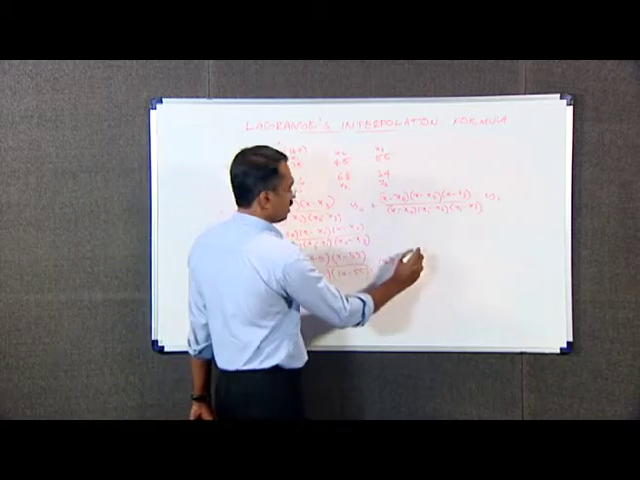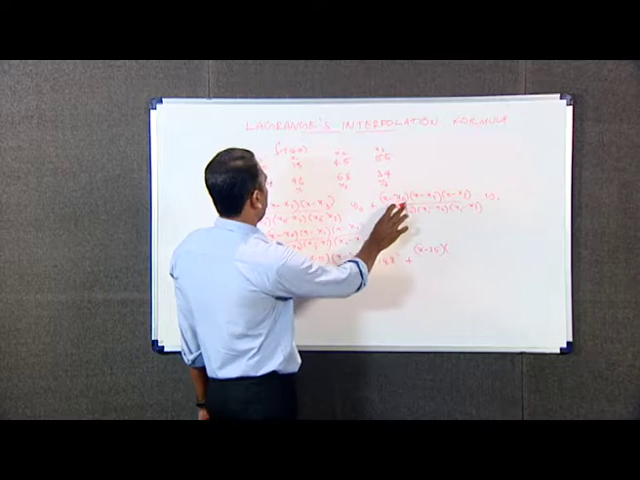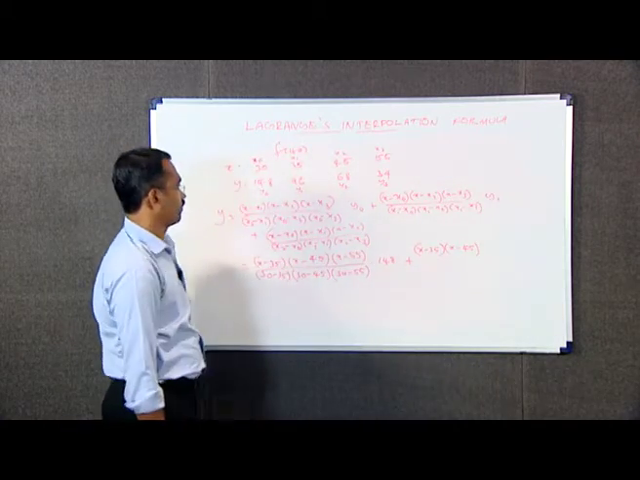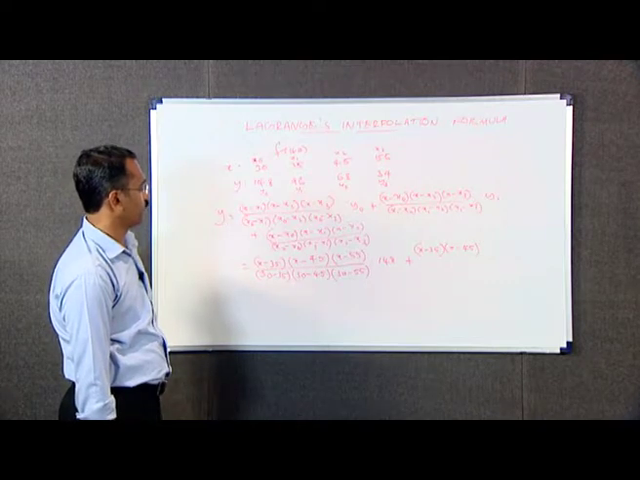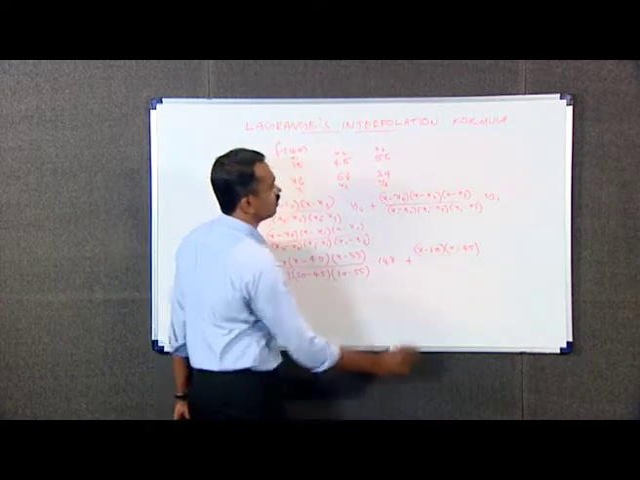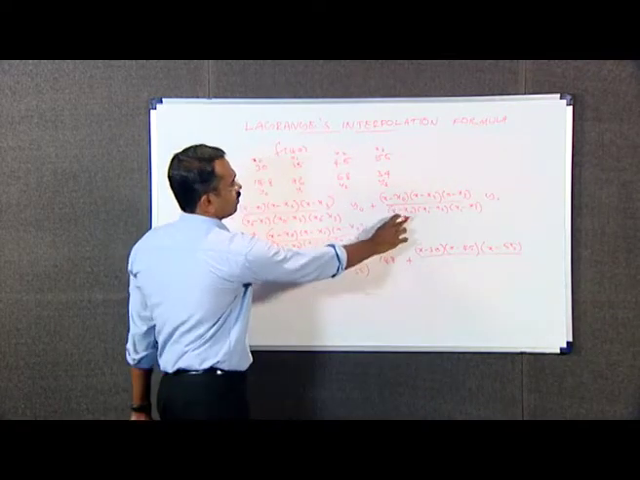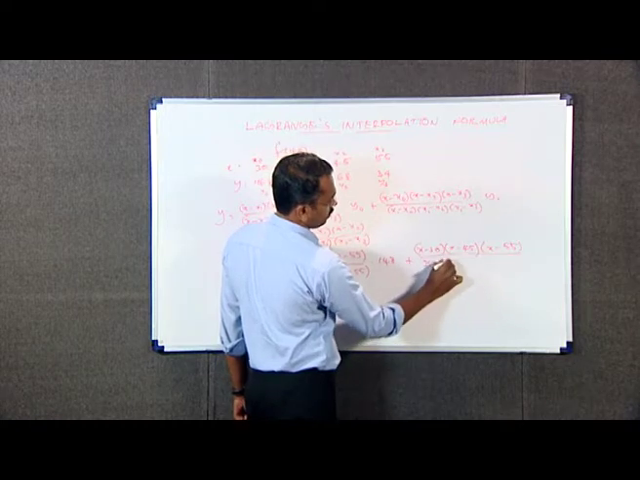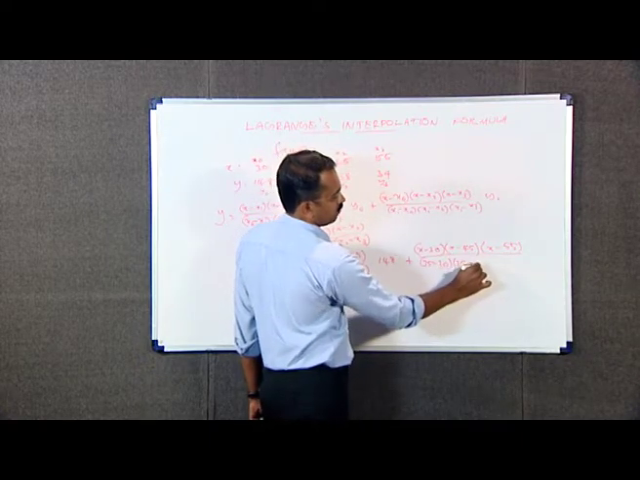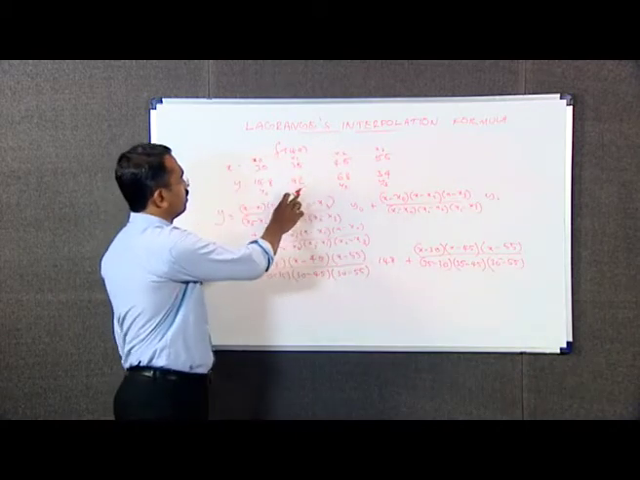Plus (x minus x0), that is x minus 30, into (x minus x2), that is x minus 45, into (x minus x3), x3 is 55, divided by (x1 minus x0), that is 35 minus 30, into (x1 minus x2), which means 35 minus 45, into (x1 minus x3), which is 35 minus 55, into y1. Y1 is 96.